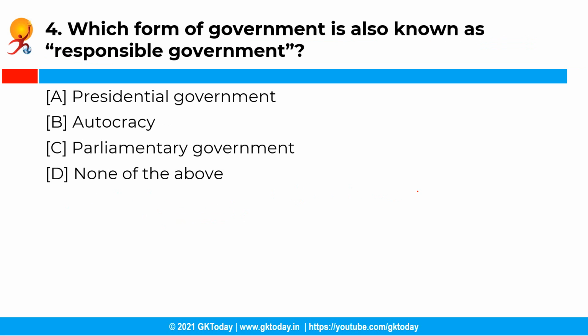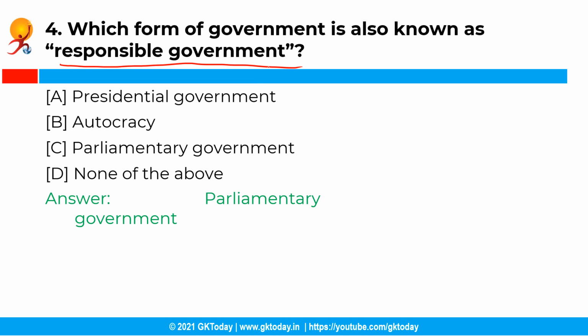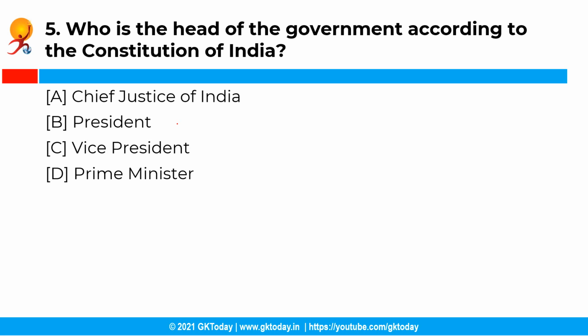The next question is, which form of government is also known as responsible government? You have the following options and the correct answer is option C, that is parliamentary government. See, the parliamentary system of government which is followed in India is also known as the responsible government, as the cabinet, which is the real executive, is accountable to the parliament and stays in office so long as it enjoys the latter's confidence.